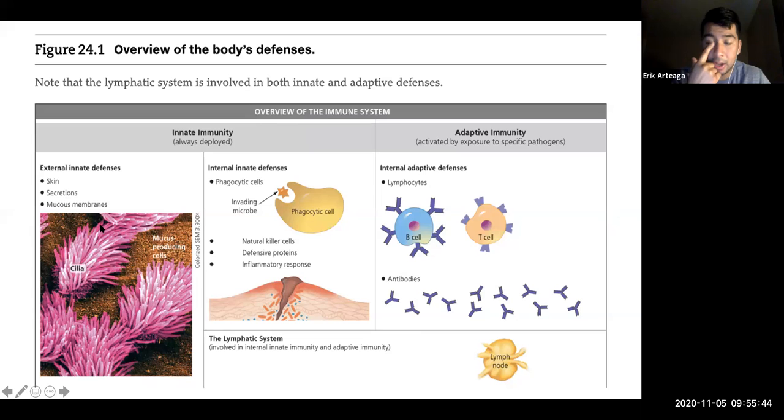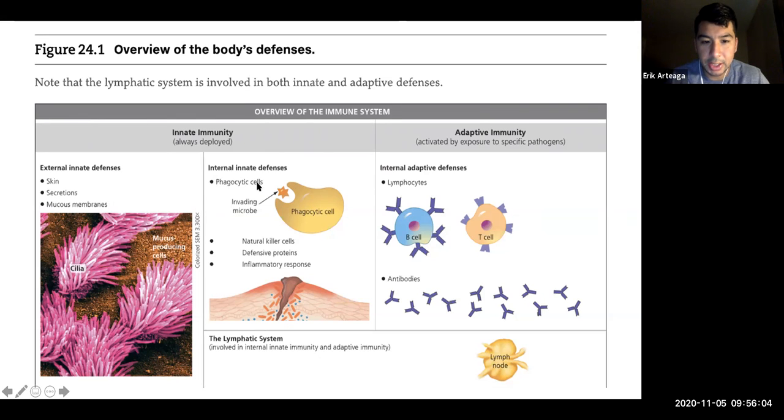You have IgA antibody that's secreted in your saliva as well as your tears. You have different enzymes that break down bacterial cell walls that are present in your saliva and in your tears.